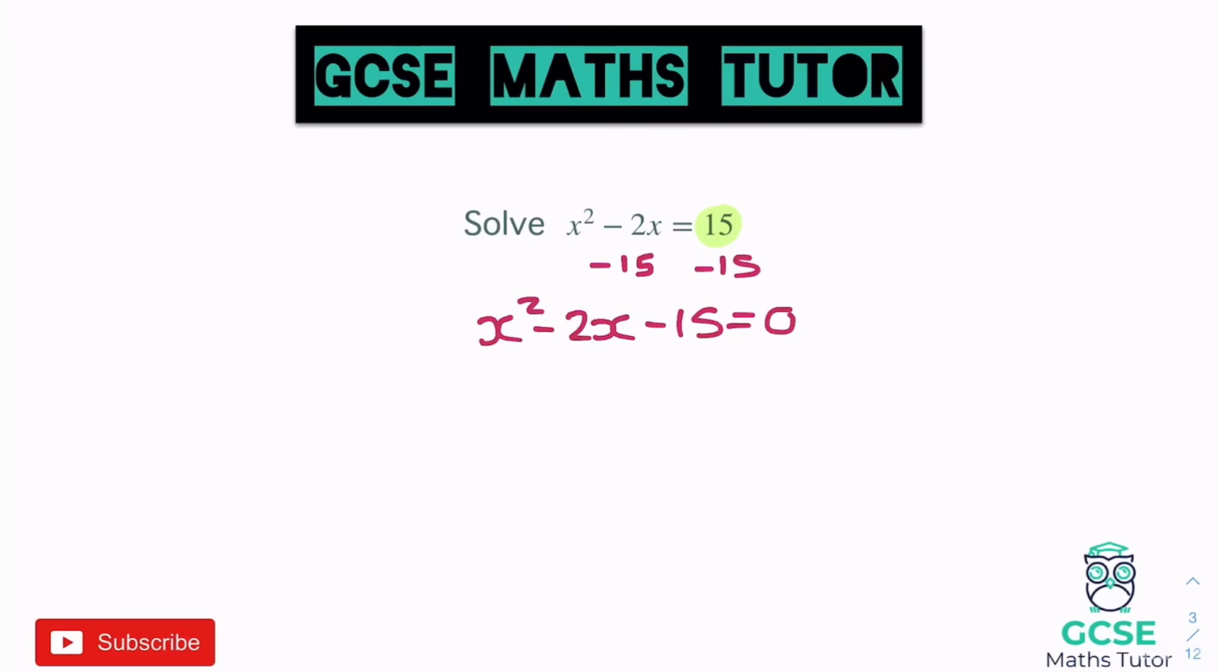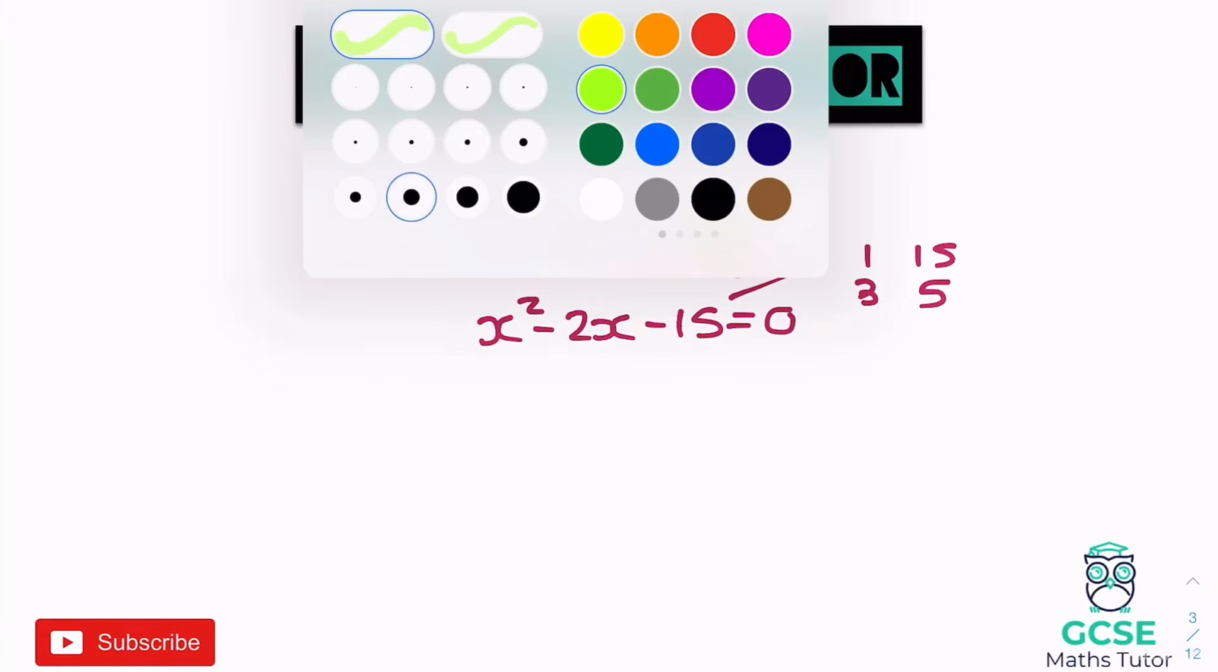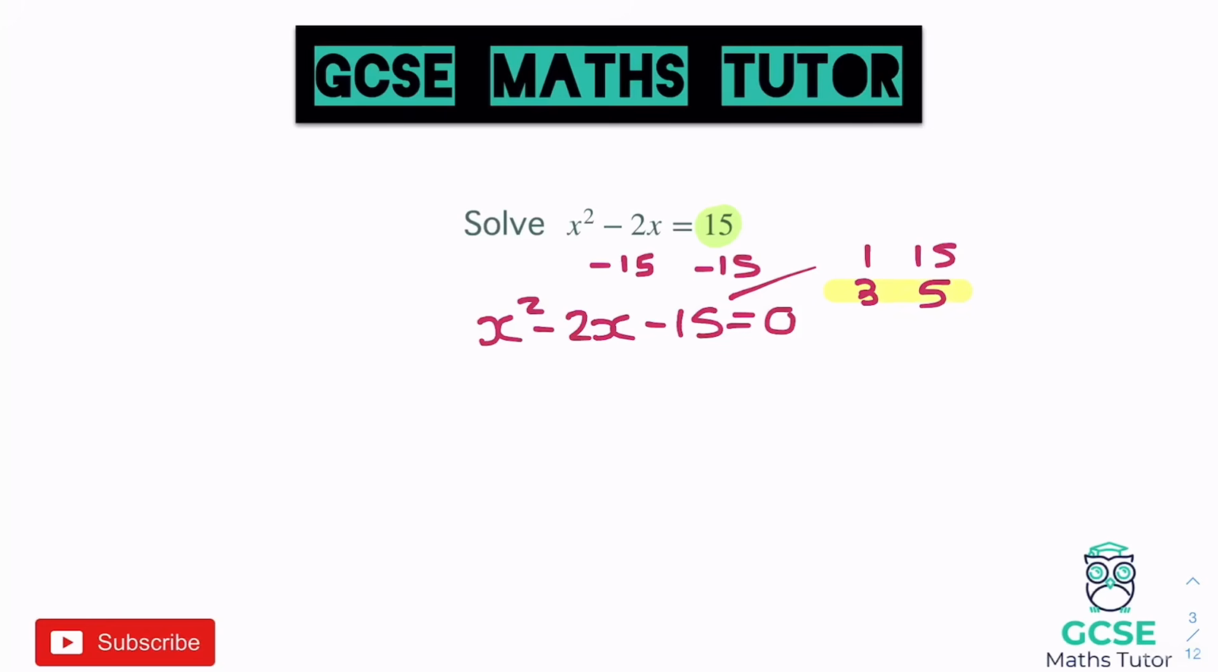So for 15, we can have 1 and 15, or 3 and 5, and there are only two options for this one, and we're trying to make -2 there, so we're going to have to use 3 and 5. So we'll want +3, take away 5, and that'll give us -2 in the middle there. So if we put that into a double bracket, we get x +3, and x -5, or x take away 5. There we go, that's equal to 0.